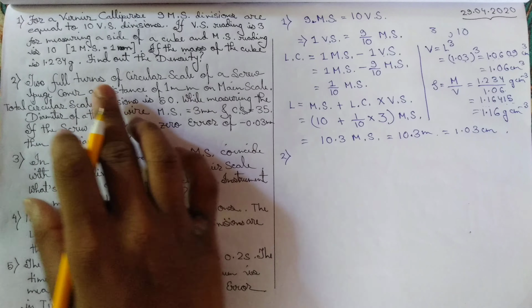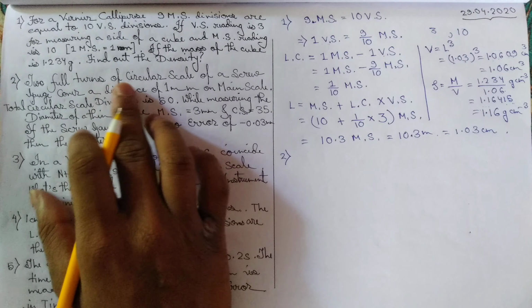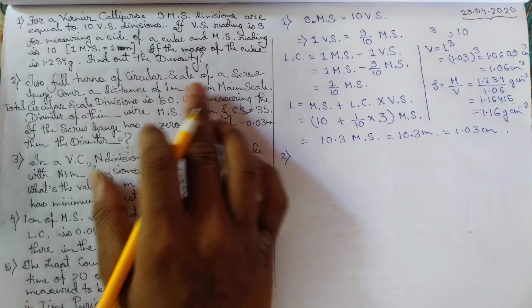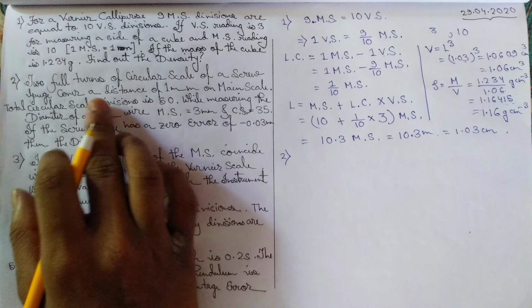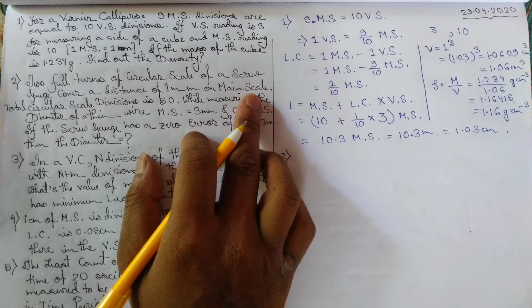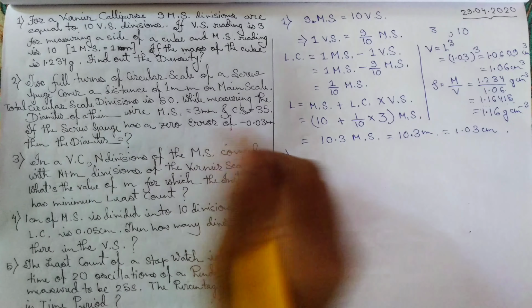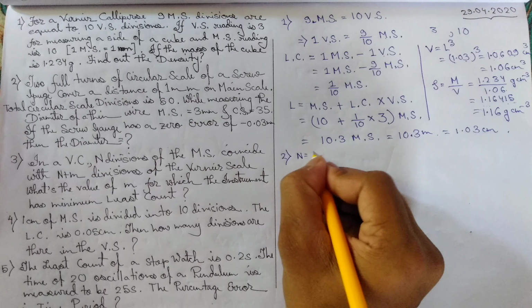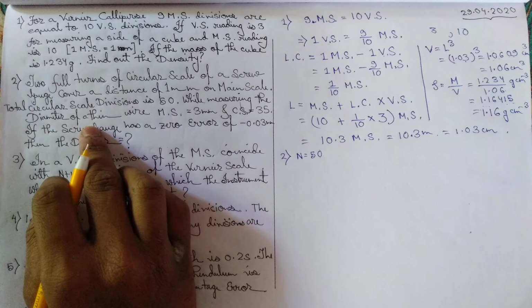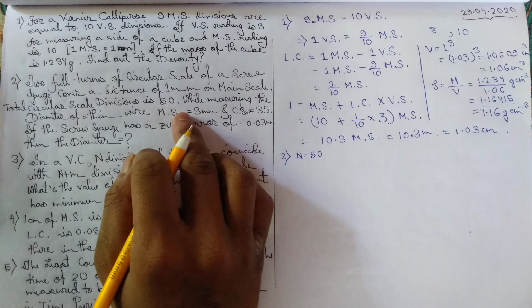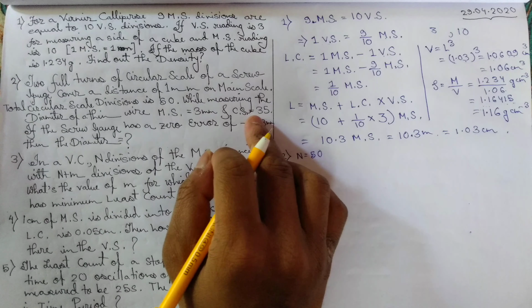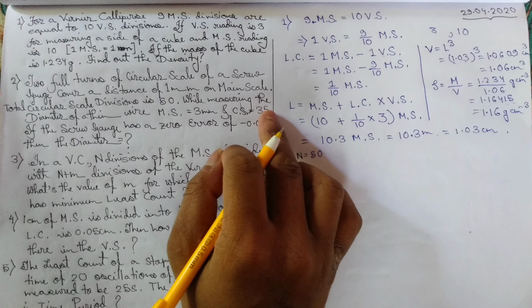Two full turns of the circular scale of a screw gauge cover a distance of 1 millimeter on the main scale. The total circular scale division is 50. While measuring the diameter of a thin wire, the main scale reading is 3 millimeter and the circular scale reading is 35.